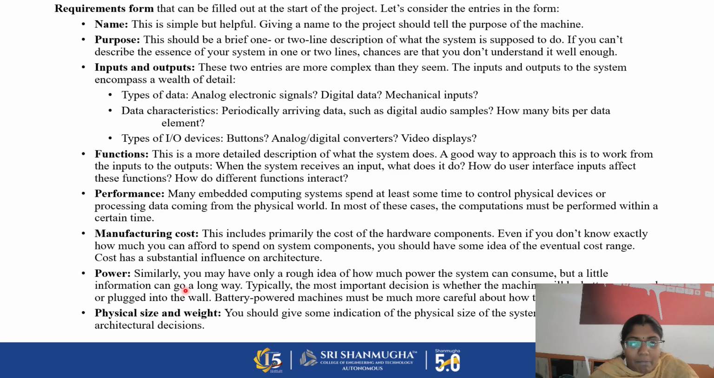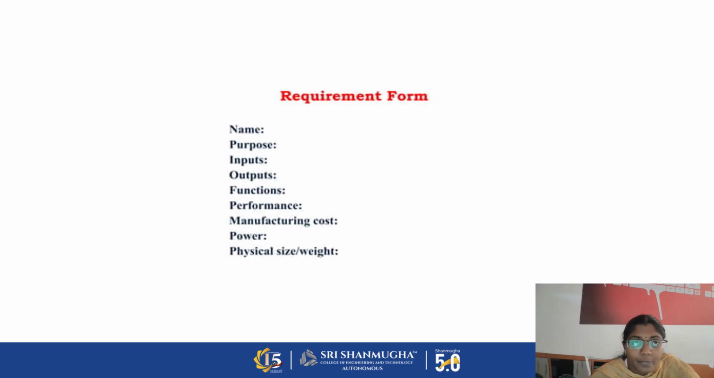Okay, next one is power. What type of power do you need to give your system? It can be a plugged-in device or a battery operated machine, and that should be mentioned here. And physical size and weight: you should give some indication of the physical size of the machine, whether it is a small compact size or a large size that can be placed in your room. That can be mentioned here in your physical size and weight.